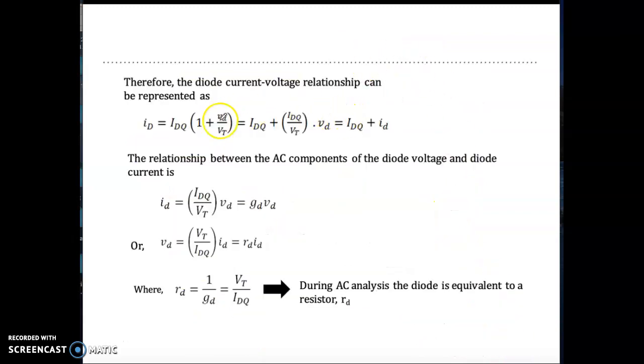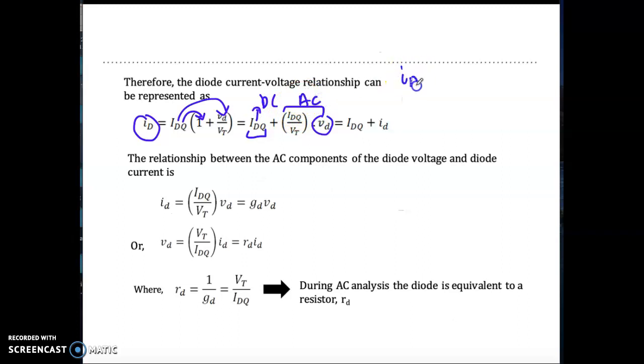So let's see what will happen next. This is the total, and you have I_DQ times (1 plus v_d over V_t), the same as the previous equation. Now you need to expand this one. It becomes I_DQ plus I_DQ over V_t times v_d. This is the expansion. Okay. So this is the DC current, and the other part is actually the AC current.